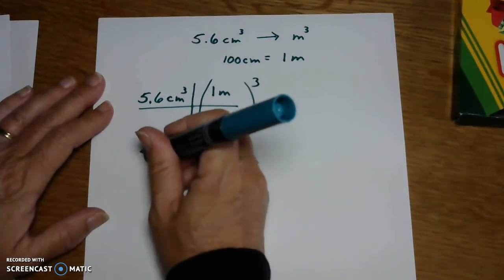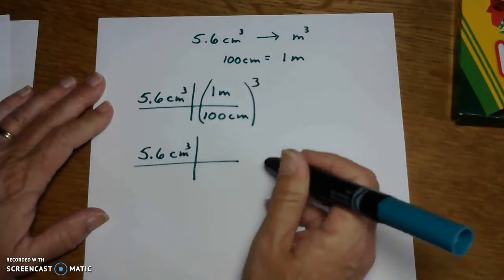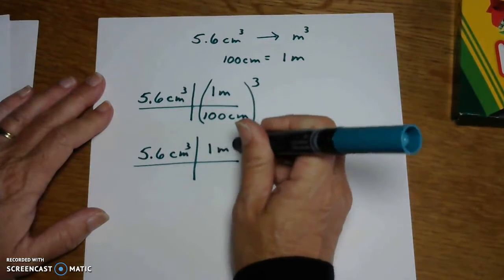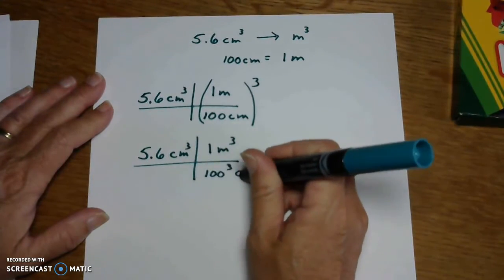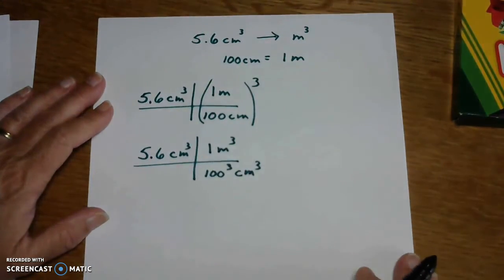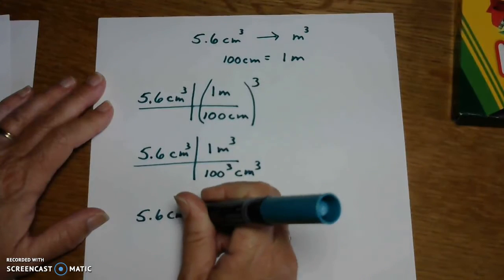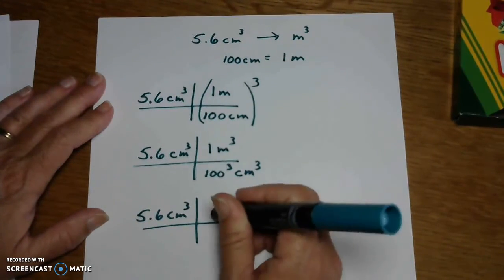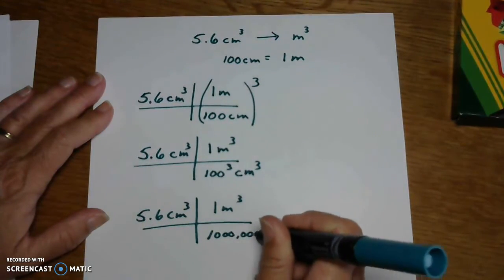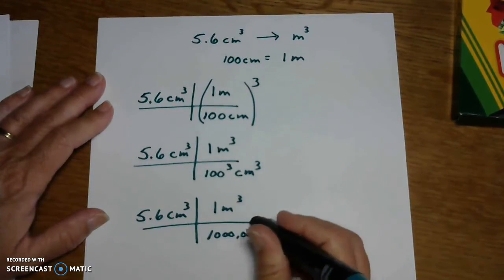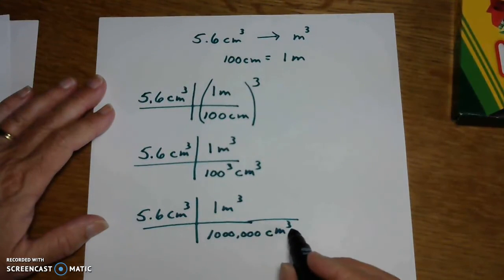So when we rewrite this, we'll get 5.6 centimeters cubed. This becomes 1 meter cubed. And this is 100 cubed centimeters cubed. When we expand this, we'll get 5.6 centimeters cubed, 1 meter cubed. This will be a million centimeters cubed. Okay, so now this shall work because centimeters cubed will cancel centimeters cubed.